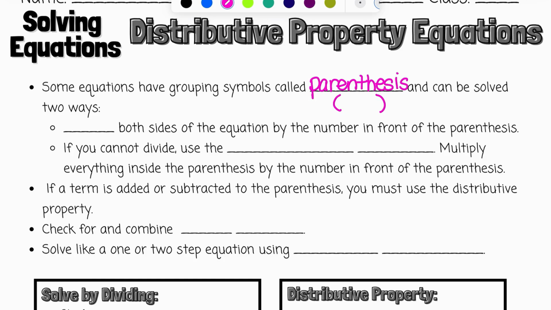The first way is you can divide both sides of the equation by the number that's in front of the parentheses. Sometimes that works. Sometimes it would not come out to be a whole number, so you might want to try this other way. If you can't divide, or if it's not going to come out a whole number, you use what we call the distributive property.